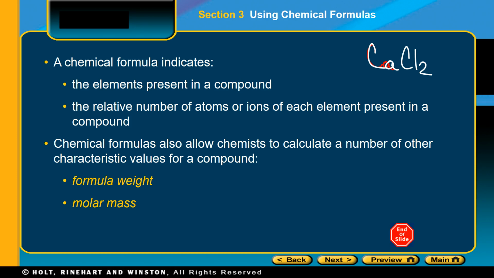One of the focuses for today is that it allows us to calculate something called formula weight or molar mass. These two, formula weight and molar mass, numerically are going to be the same thing. They're based off the atomic mass off the periodic table. The only difference is formula weight will be measured in AMU, whereas molar mass is in a unit called grams per mole.